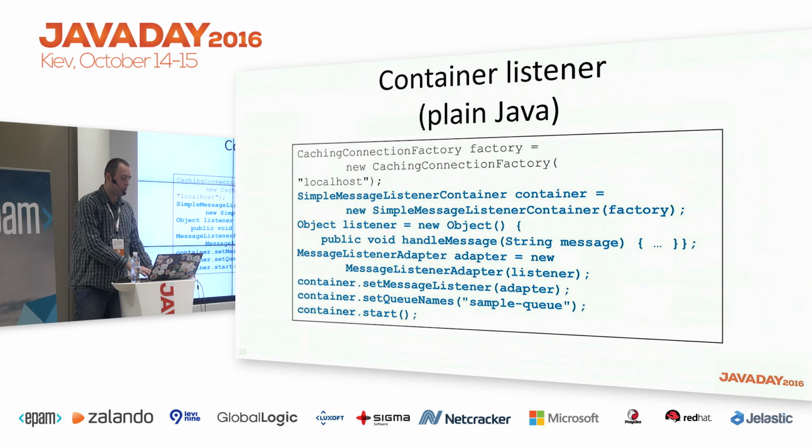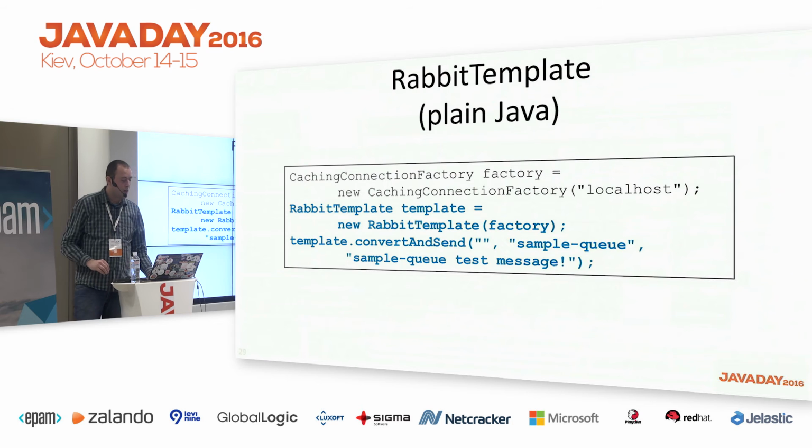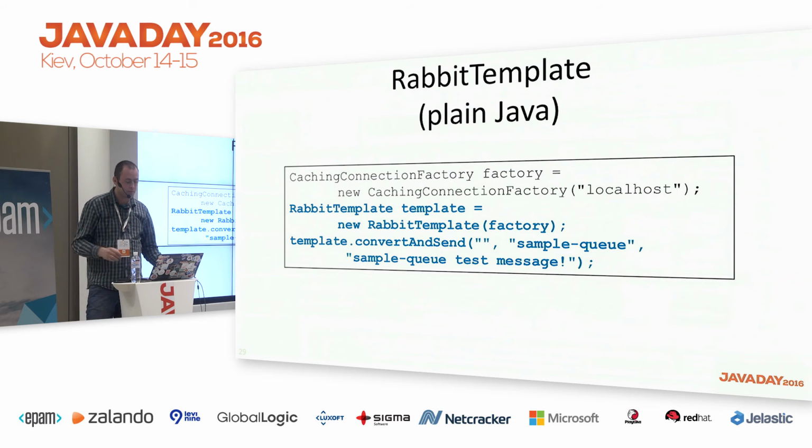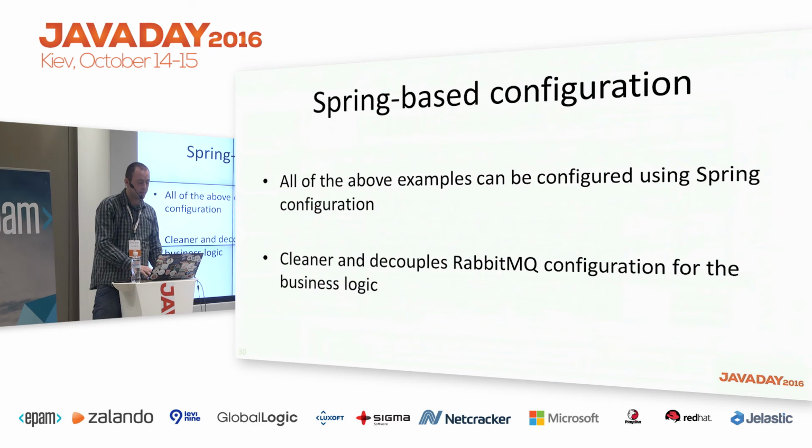This is how you can create a listener programmatically. And the final utility is the RabbitTemplate utility, which is fairly simple. You just use the convertAndSend method to send a message, in that particular case, to the default exchange with some message key, which is sample queue, and some message payload, which is the string sample queue test message. It's as simple as that.